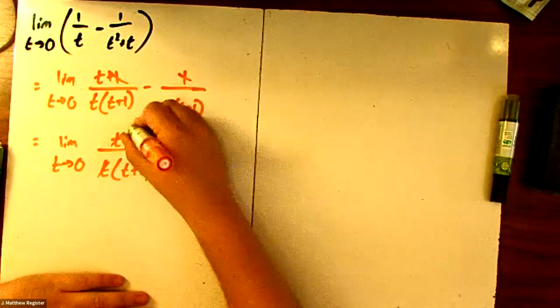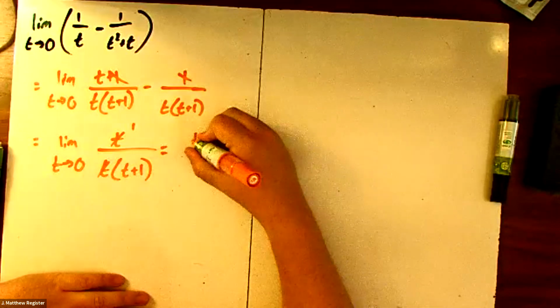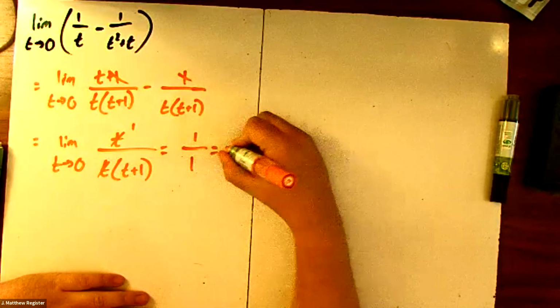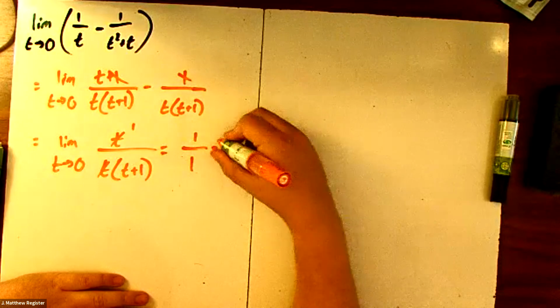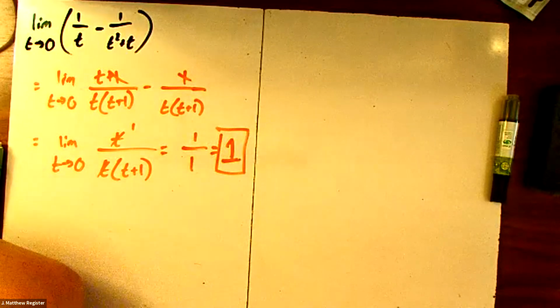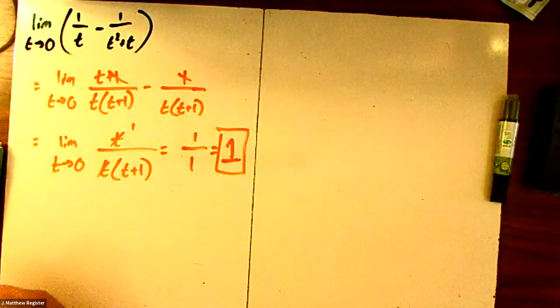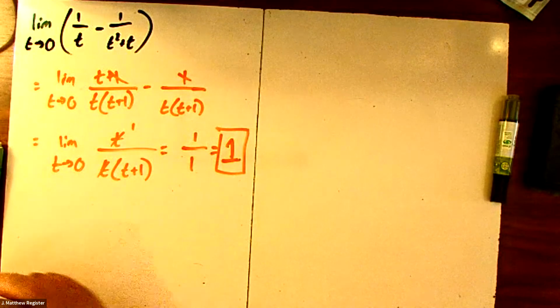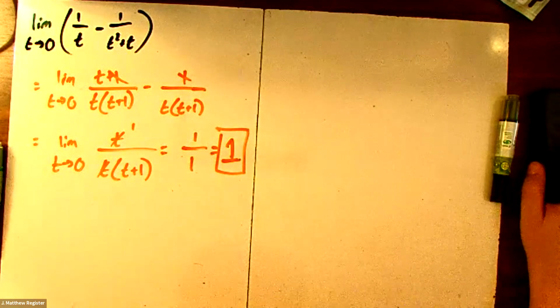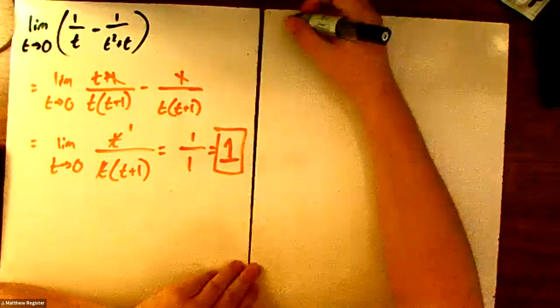The t's cancel. And now when we plug 0 into it, we get 1 over 1, which is just 1. Not too shabby. One more problem to do for limits, and then we'll try a different type of problem. Number 7, again, this one will be more algebraic.